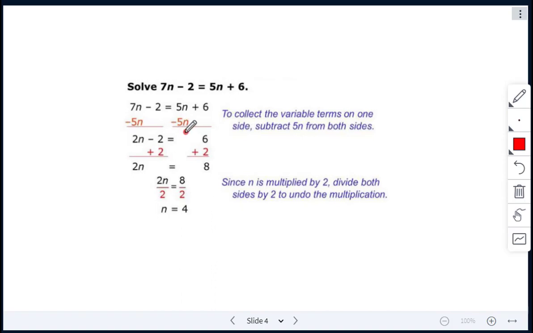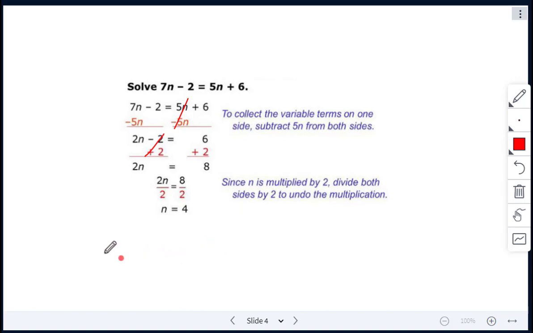And you're keeping the like terms together. So you're not subtracting 5n from the 2, you're subtracting it from the 7n. And that'll cancel out on that side. Then we're left with 2n minus 2 equals 6. Now we need to bring this over to the right-hand side. So opposite operation again. You're going to add 2 to both sides. It'll cancel on this side. Now we're left with 2n is equal to 8. Last step is to show that we're dividing. 8 divided by 2, and we'll end up with our answer here, n is equal to 4.